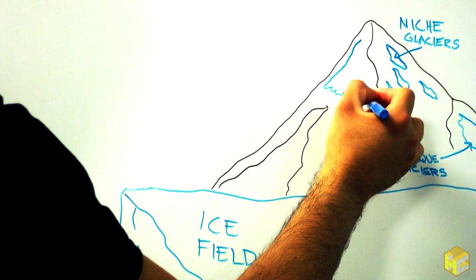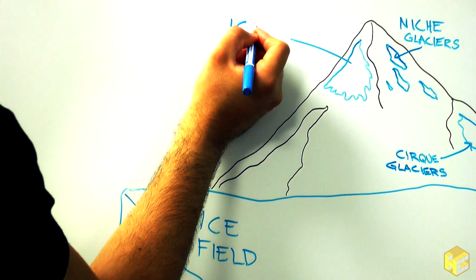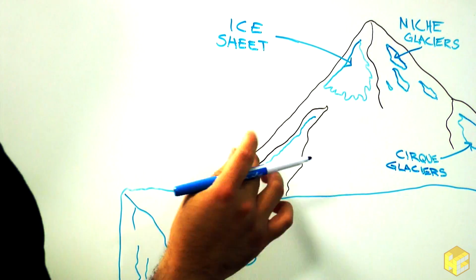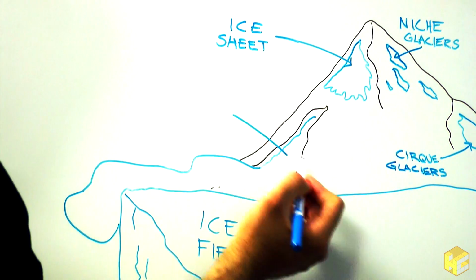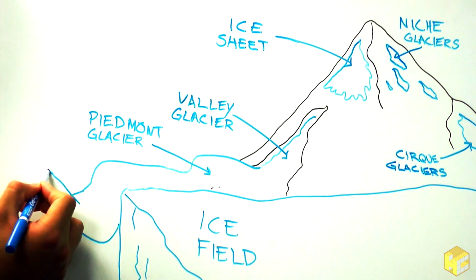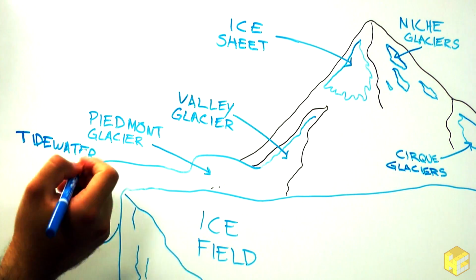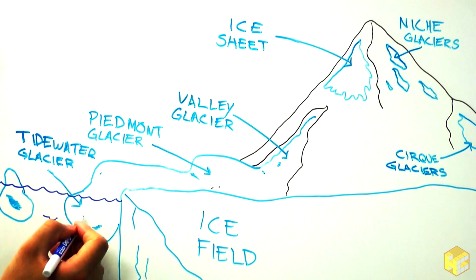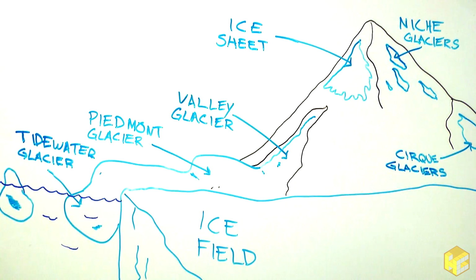Hanging glaciers, or ice aprons, form on steep mountain slopes like this and are often the cause of avalanches. Valley glaciers hang out in mountain valleys. When the valley glacier slides off the mountain, forming a large blob of ice on flat land, it's called a Piedmont glacier. Alternatively, if the valley glacier slides off a mountain into the ocean, it's called a tidewater glacier.